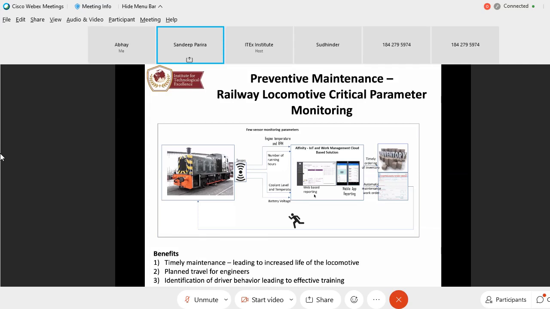and we found that this leads to an increase in the life of the locomotives. The planned travel for engineers became smoother. They used to predict, because they had the mobile phone, they can see when the next maintenance is there. As a side effect to this, we also found that we were able to improve the behavior of the drivers, in the sense of how to optimize the usage and to increase the lifespan of those locomotives. So this is one of the examples of preventive maintenance.